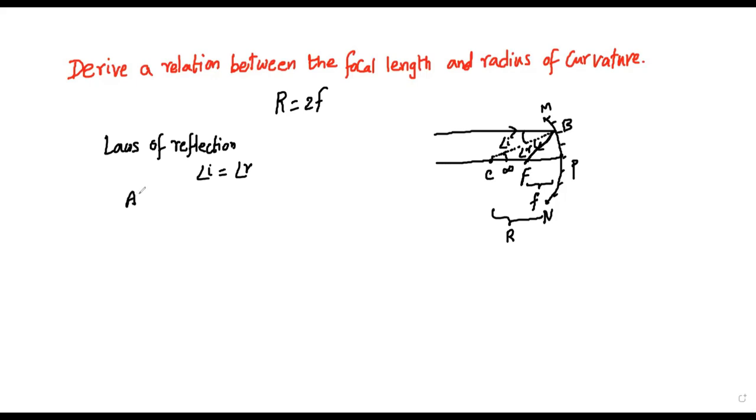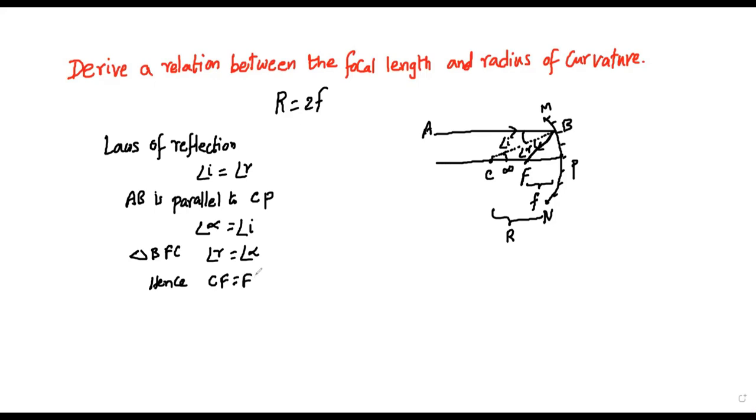As you know, let's say this is point A. AB is parallel to CP. In this case, angle alpha is equal to angle I. As you know, in triangle BFC, angle R is equal to angle alpha. Hence, CF is equal to FB.